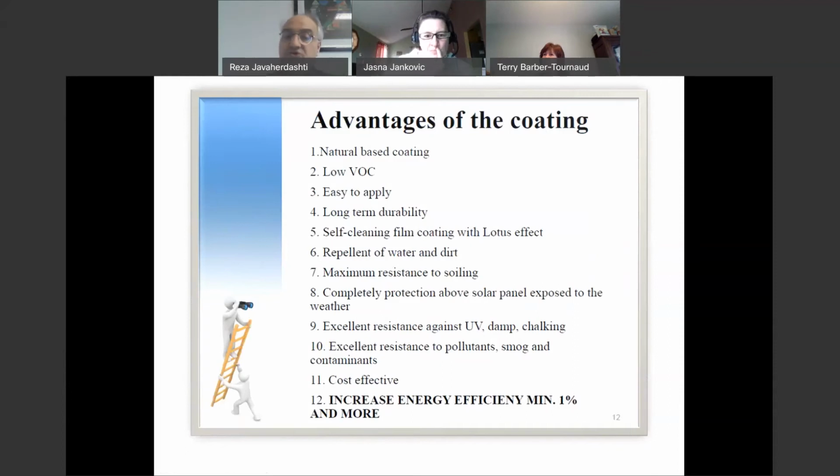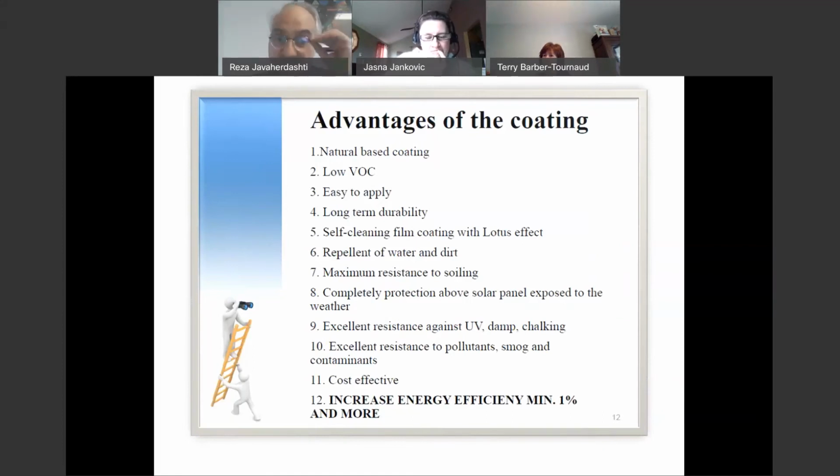Advantages of these coatings so far we have measured in the lab is that they are natural-based coating with low VOC. VOC stands for volatile organic compounds. The lesser it is, the more eco-friendly it is. And these coatings have a very low VOC. Then they are very easy to apply. You don't need special tools for application. They can stay on the panels for quite a long time. Our records show at least 5 years.